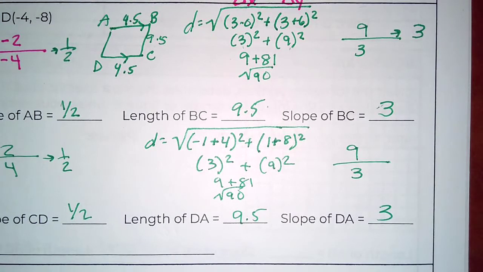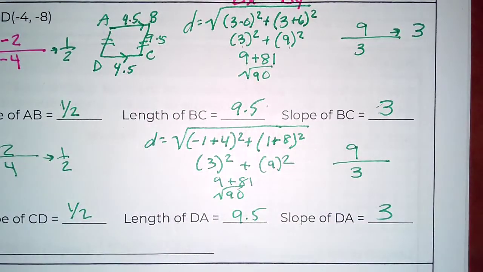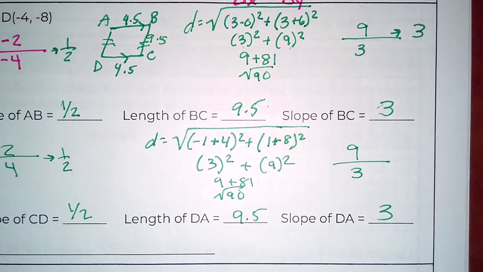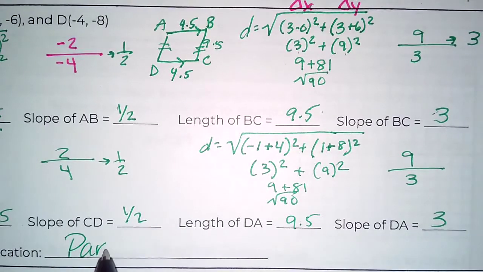So we've now proved that AD is the same length as BC, and they have the same slope, so they are parallel. So yes, this is for sure a parallelogram.